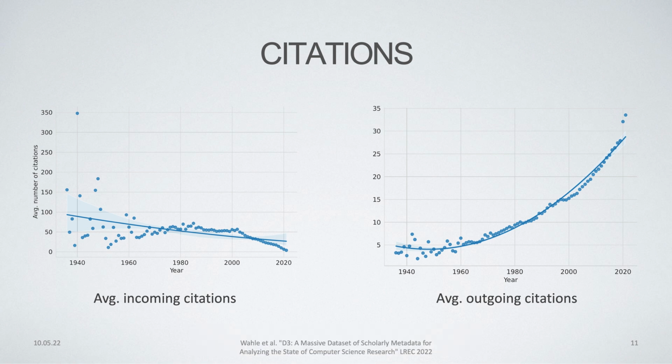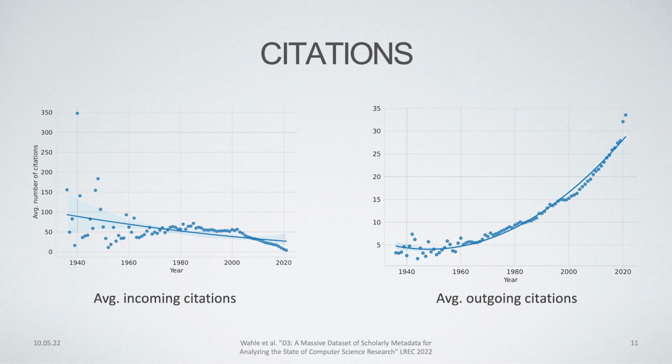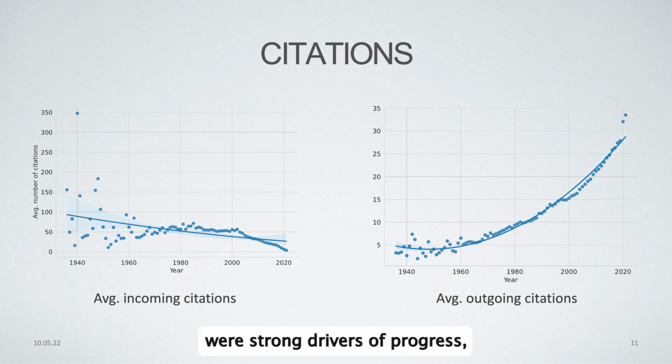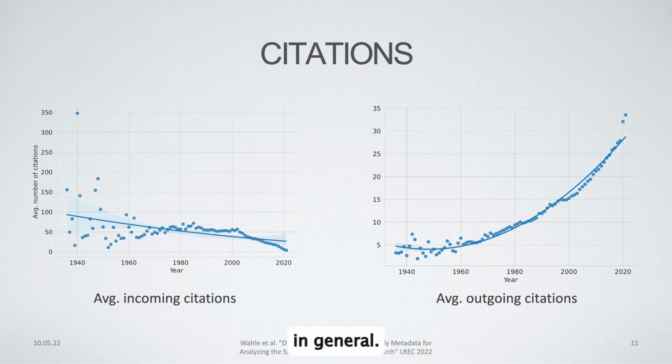Looking at the ingoing citations, which are the citations that an individual paper receives, we observe a linearly approximated decline. The variance in the number of citations before 1980 is high, showing that some years were strong drivers of progress, but especially the time until end of World War II in 1945 has many fluctuations simply because there's a low number of records in general.